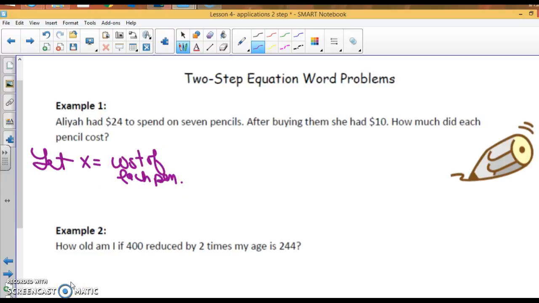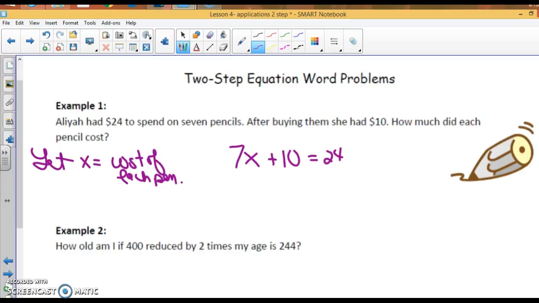So, Aaliyah had 24 to spend on 7 pencils. So, she bought 7 pencils. They're x dollars each. After buying them, she had $10 left. So, plus 10. This is the cost of the pencils, plus 10. She had $24 total to start with.